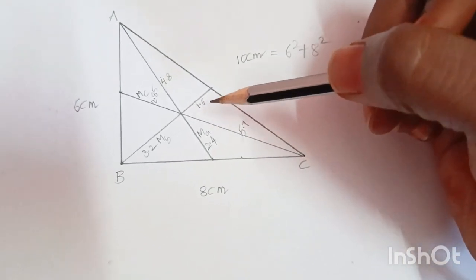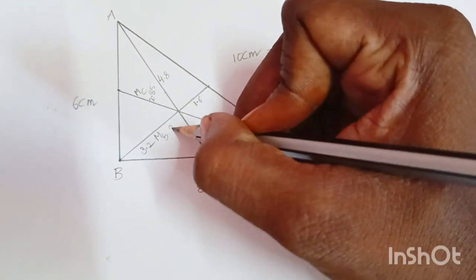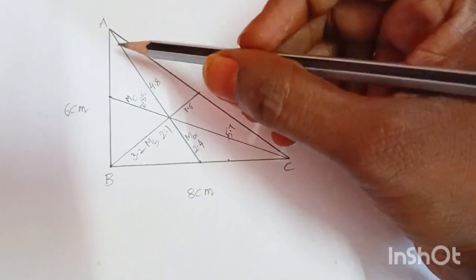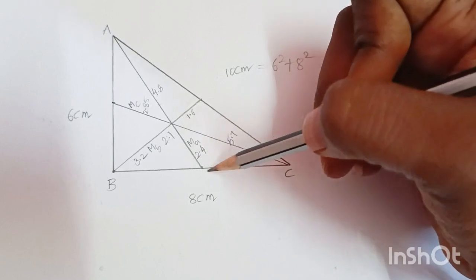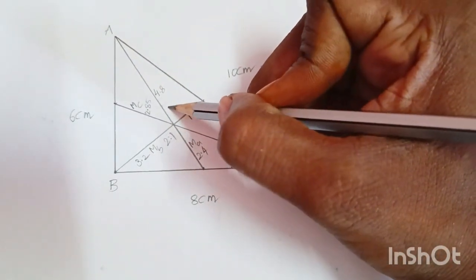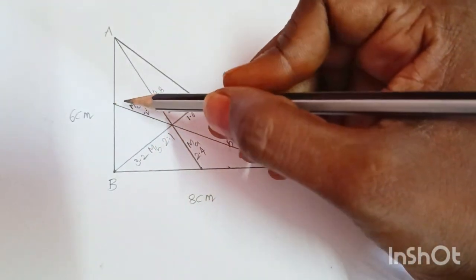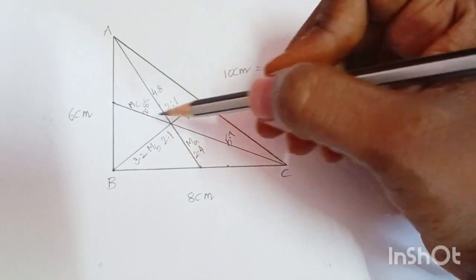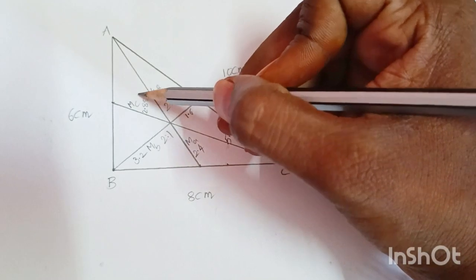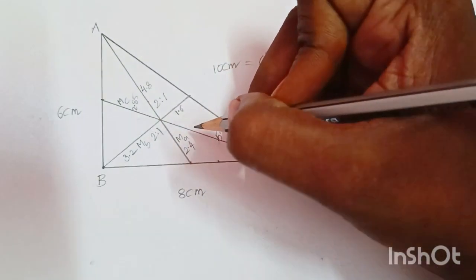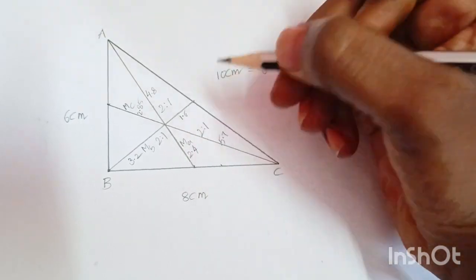Now if you observe the median MB, the centroid is dividing it into 3.2 is to 1.6, which is 2 is to 1, and the median MA is divided into two parts, 4.8 is to 2.4, and again it is a 2 is to 1 ratio. Similarly, the median which is drawn from the vertex C has the parts 2.85 and 5.7. So 5.7 is to 2.85 is again 2 is to 1.